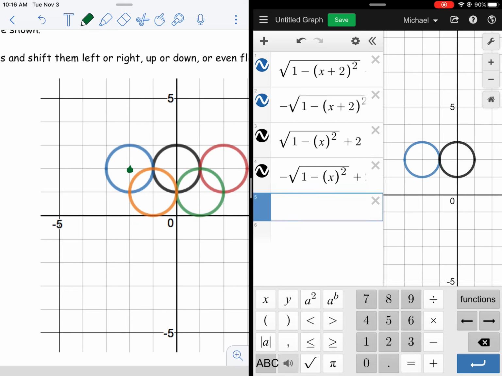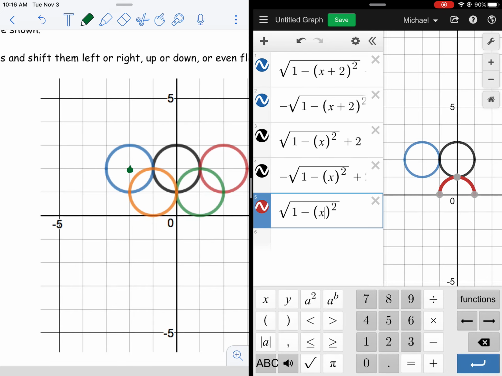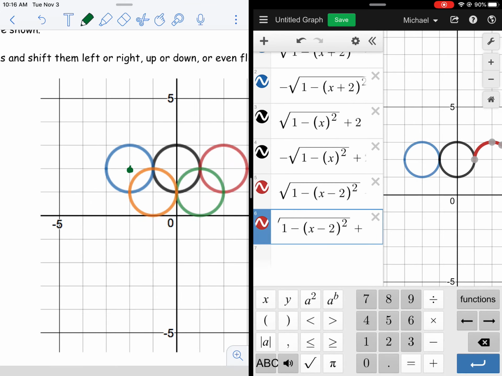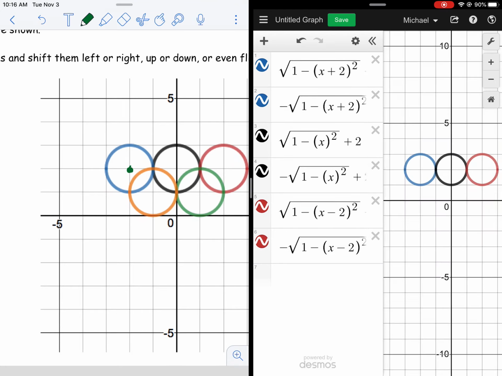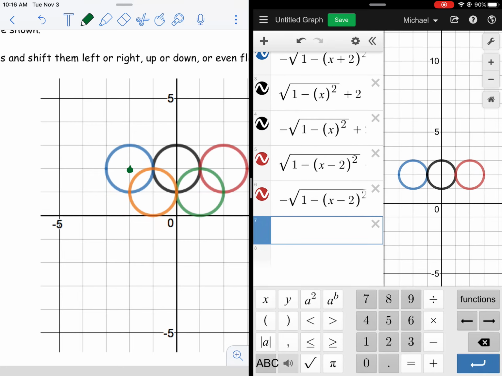Okay. For the red one, always starting with that 1 minus x squared, I want to make it red. This one needs to go to the right 2. Oh, that went left. Minus 2 makes it go right 2. And then click to the outside, plus 2. Right 2, up 2, copy it, make it negative out front. And there it is. I know I'm doing this fast, so take your time, go slow.